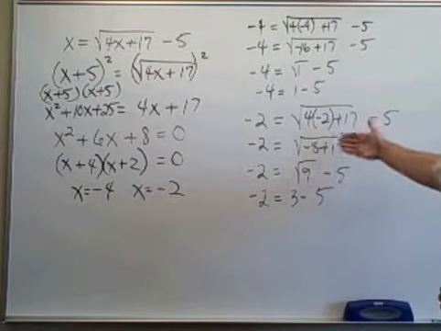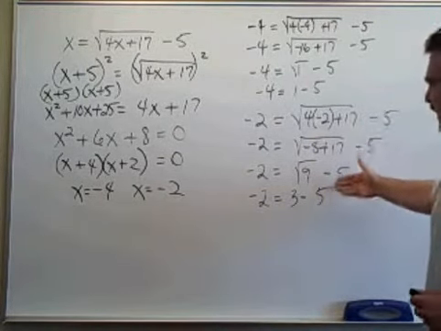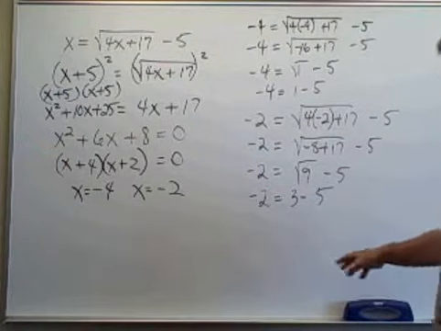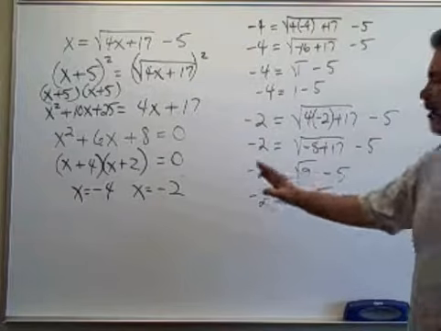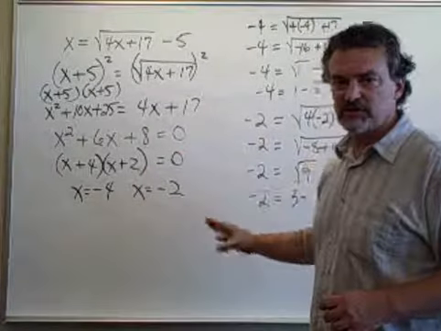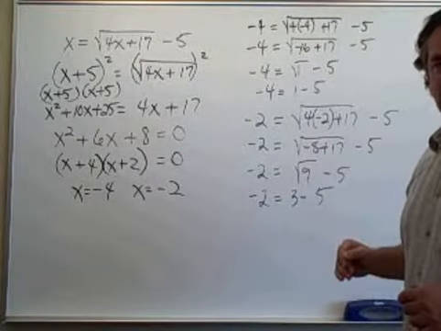And again, when we substitute negative 2 for x, we find that this solution works as well. Negative 2 indeed is equal to 3 minus 5. So both of our solutions are legitimate solutions to this radical equation.